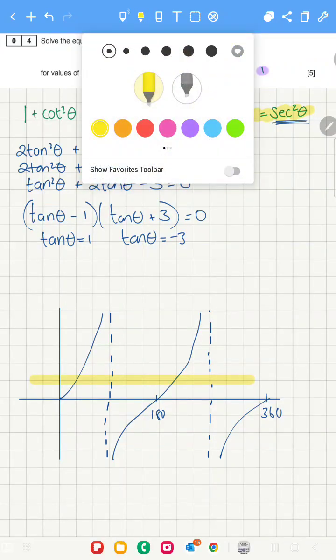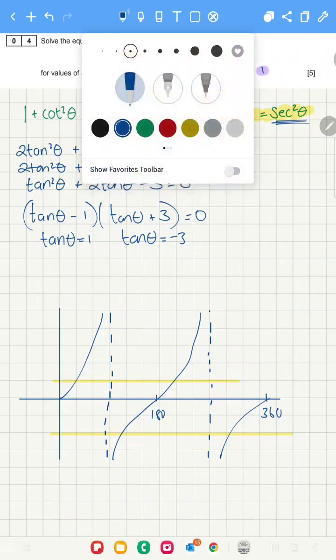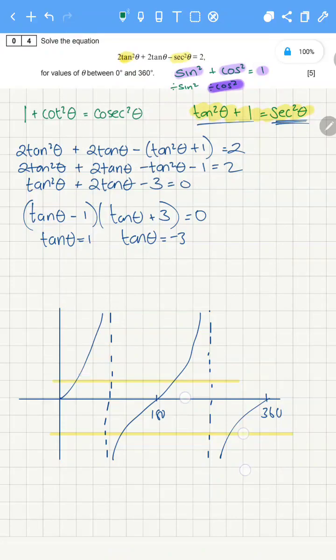It's a bit of a thick line there, so what I might do is drop that back and do that again. There you go. And tan of minus 3 is further down, so more like down here. And let's take a look at where those solutions are. We've got one there, and one there. We've got one here, and one here. And we find the first one by doing the inverse tan of 1, and the inverse tan of minus 3 is the second one.